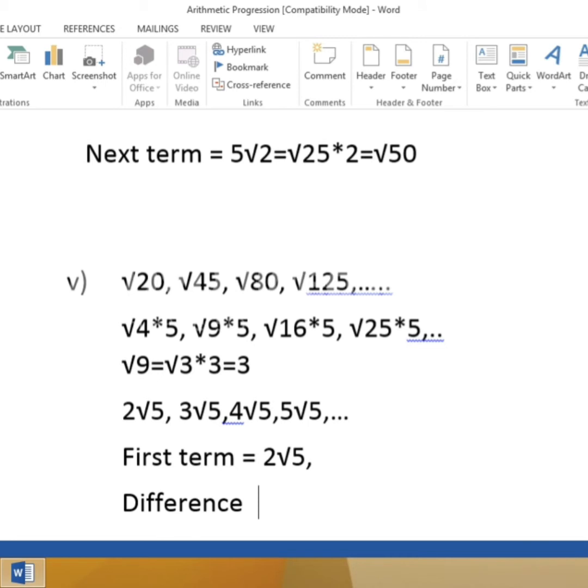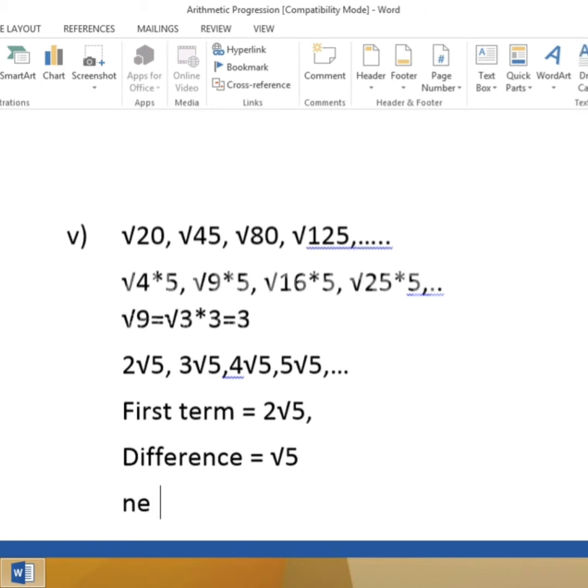Next difference is equal to 3 square root of 5 minus 2 square root of 5. 3 minus 2, we know it's 1 square root of 5. Next term is going to be 6 square root of 5, which can be written as 6 into 6, that's 36. To bring it inside the square root, 6 into 6 into 5.